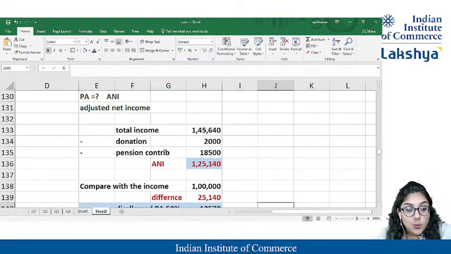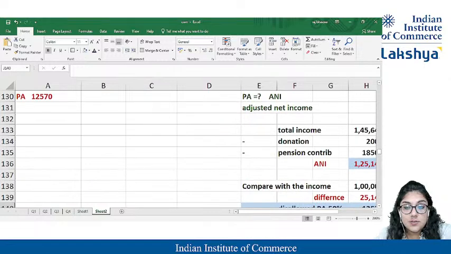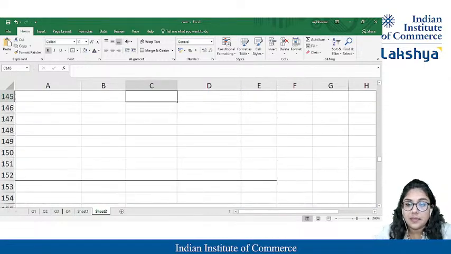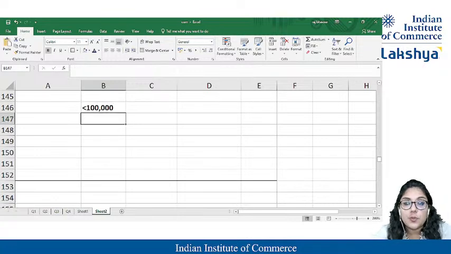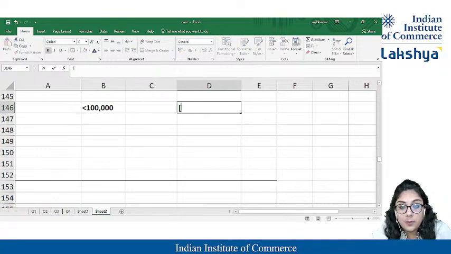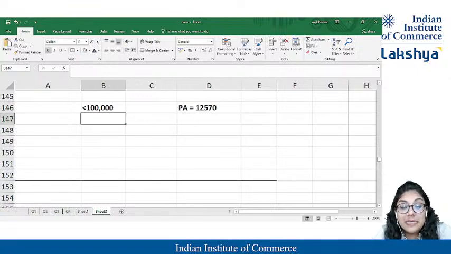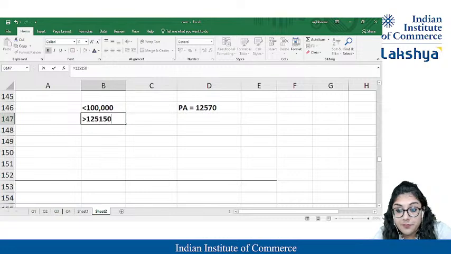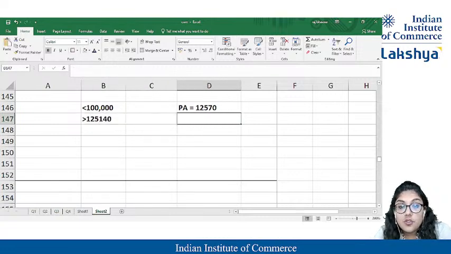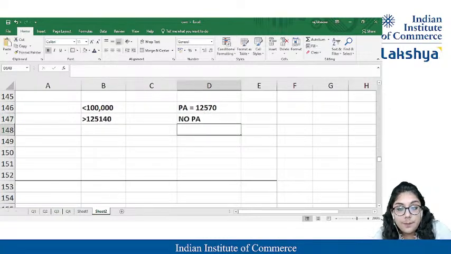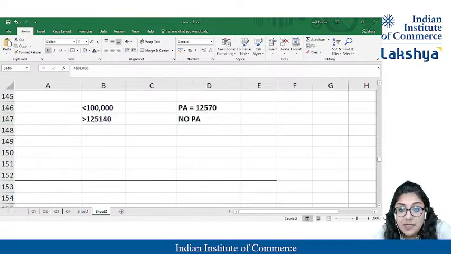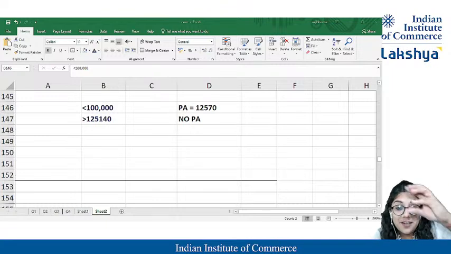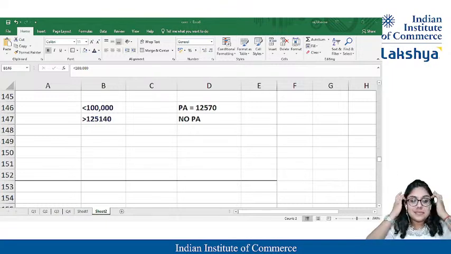So that shows a simple thing, students. When your income is less than 1 lakh, you get the full personal allowance, which is equal to 12,570. But if your income is beyond 125,140, no PA is allowed. But in between 1 lakh and 125,140, you get the PA at a reduced amount. So this is the criteria.